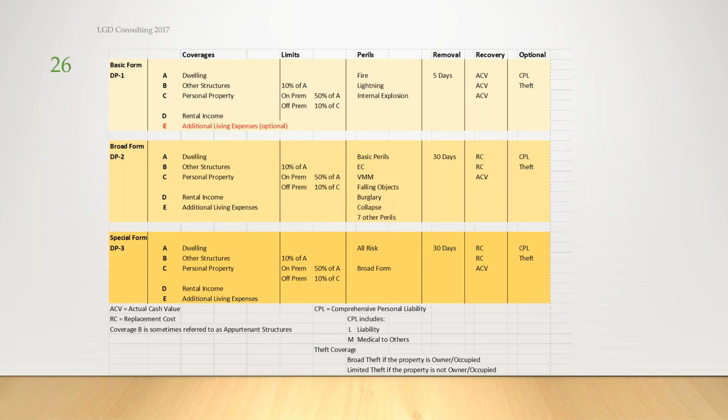But DP2, it's already included. Falling objects, burglary, collapse, and there's a couple other perils that are also included under a DP2 that are not covered on a DP1. Okay.